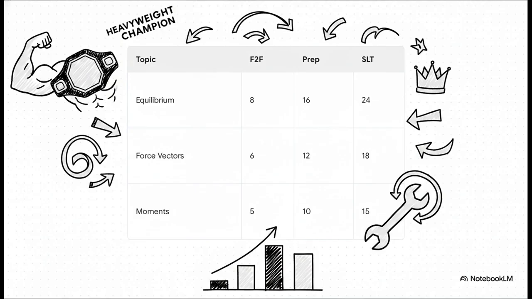Looking at the student learning time, expect to dedicate the bulk of your effort, a whopping 24 hours total, just to the equilibrium of rigid bodies. That is the heavyweight champion of this course. Force vectors follow closely behind at 18 hours, and moments take up 15. Make sure you allocate your personal study time accordingly.